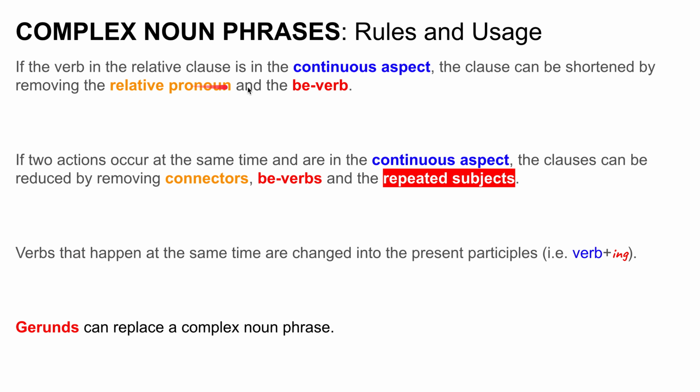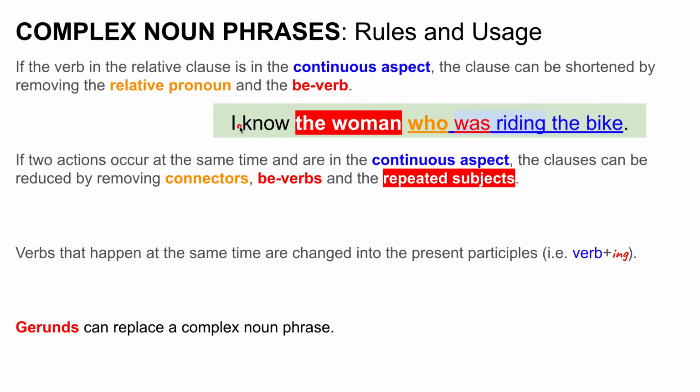If the verb in the relative clause is in the continuous aspect, the clause can be shortened by removing the relative pronoun and the be verb. So, I know the woman who was riding the bike. I know the woman riding the bike. If the two actions occur at the same time and are in the continuous aspect, the clauses can be reduced by removing connectors, be verbs, and the repeated subjects.